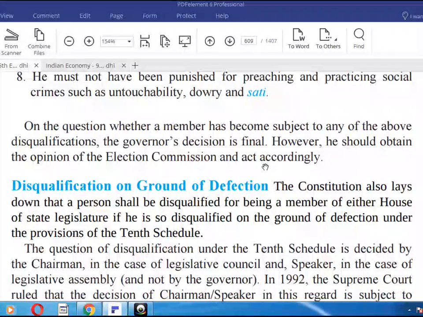On the question of whether a member has become subject to any of the above disqualifications, the governor's decision is final. However, he should obtain the opinion of the Election Commission and act accordingly.